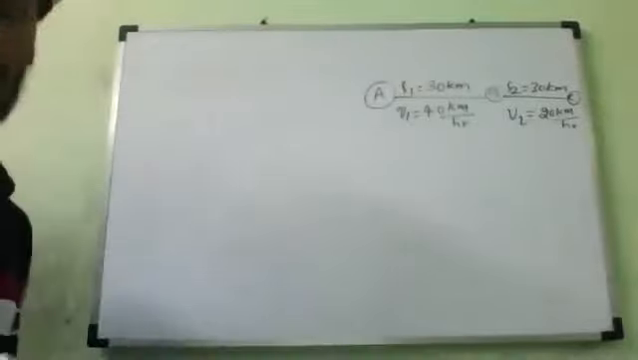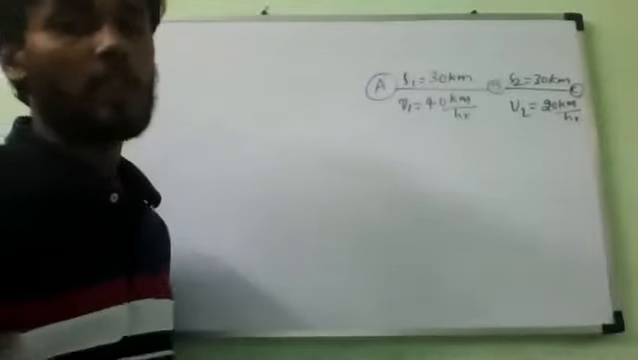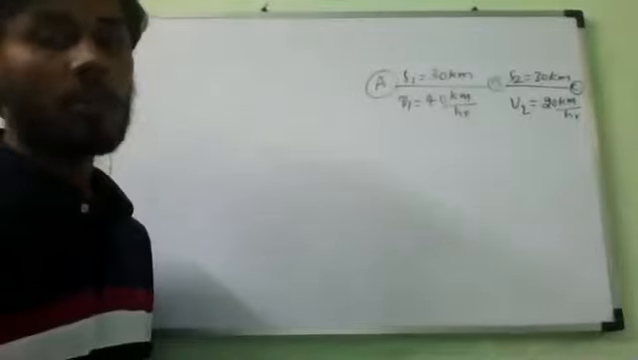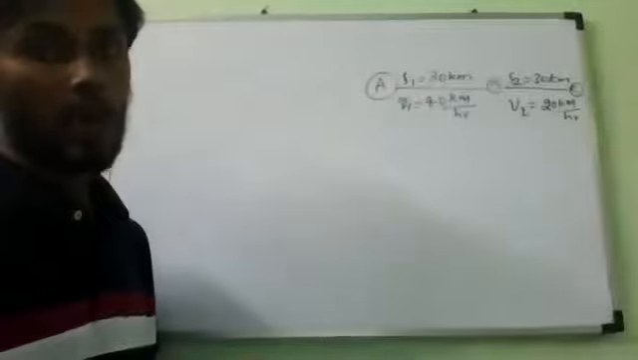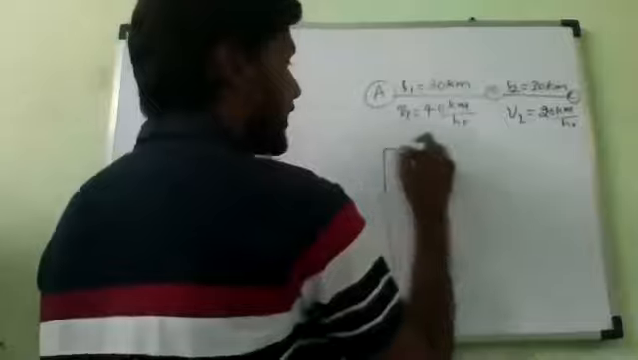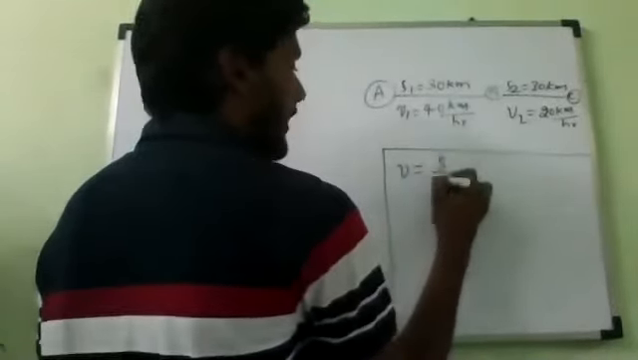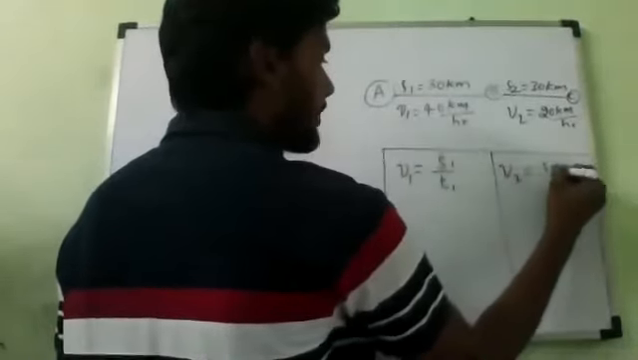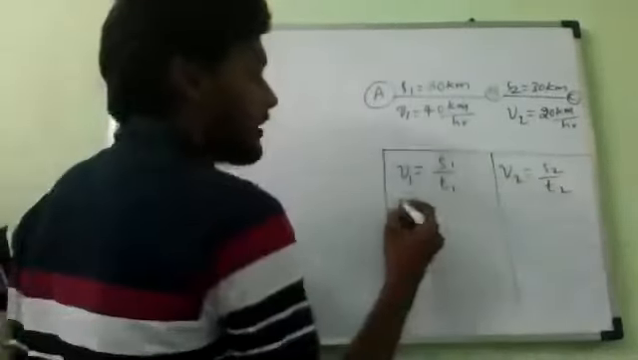Now we want average speed. Average speed equals total distance traveled by total time taken. Here we can find the total distance, but total time we don't know. So with the help of these things, we should find the total time. Observe very carefully, from the speed formula, how can we find the time? Speed equals distance by time. Here this is V1, S1, T1. Let me assume this is V2, S2, T2. Now we want T1 and T2.